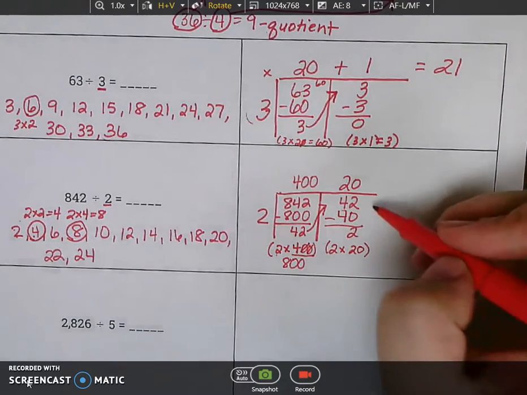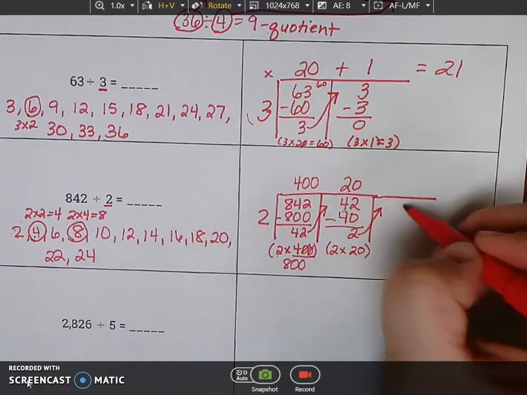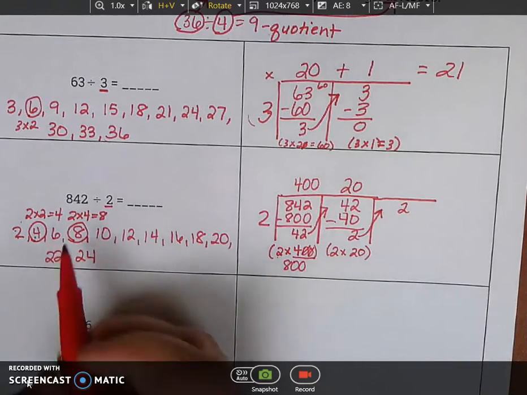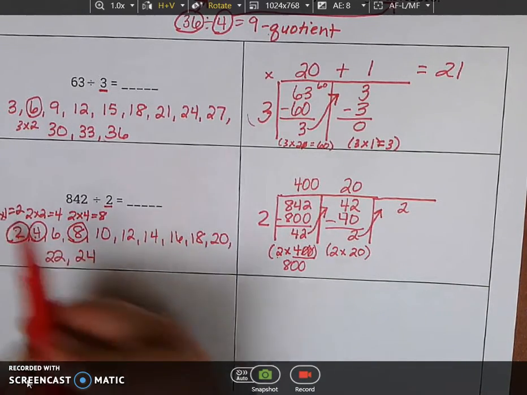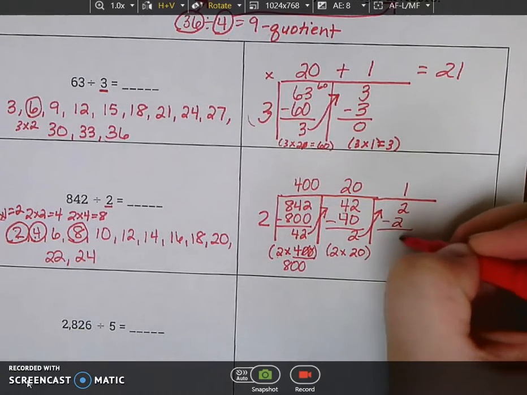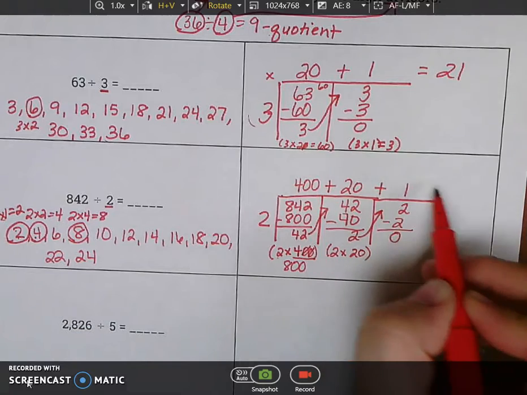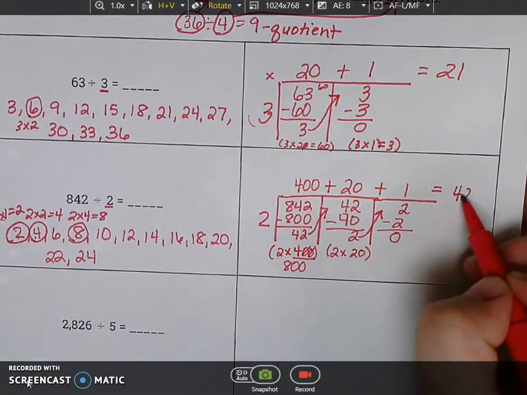I'm left with 2. I'm going to extend my box a little bit, bring that next one up. And lastly, how many times can 2 fit into 2? Well, that's easy. 2 times 1 is 2. So how many times can it fit in there? 1 time. So 2 times 1 is 2. Subtract. I'm left with 0. To get my quotient, I just need to add across the top. 400 plus 20 plus 1 would be 421.